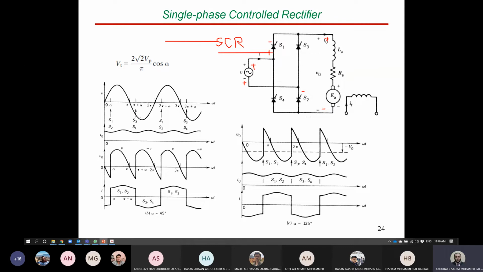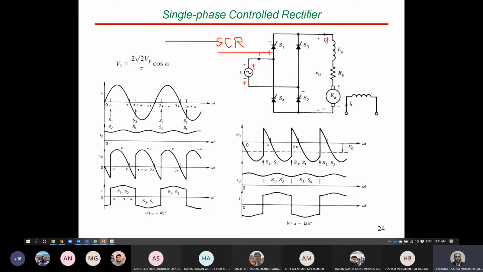Right. So here, as we discussed, we can apply pulses for S1 and S2 at the positive half cycle. For that, guys, when we apply the pulse here at this angle, which is called alpha, the voltage is positive, and the output voltage, as you can see, this is the waveform of the output voltage, V out, will be equal to the supply voltage from that instant, alpha. Right. Until what time? This is what we need to discuss now: the condition to turn off a thyristor.